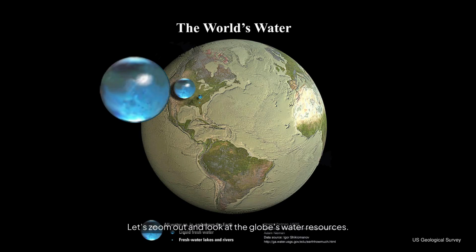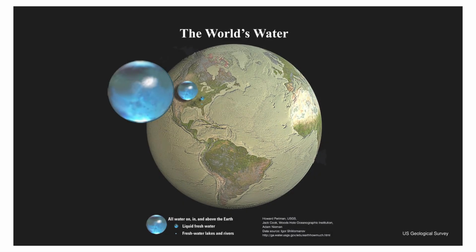Let's zoom out and look at the globe's water resources. This image illustrates how the world's water is distributed, with relatively small fractions of freshwater located in rivers and lakes. There is a growing shortage of freshwater resources that has made it essential for buildings to minimize excessive water use, capture the water, and process wastewater on site.